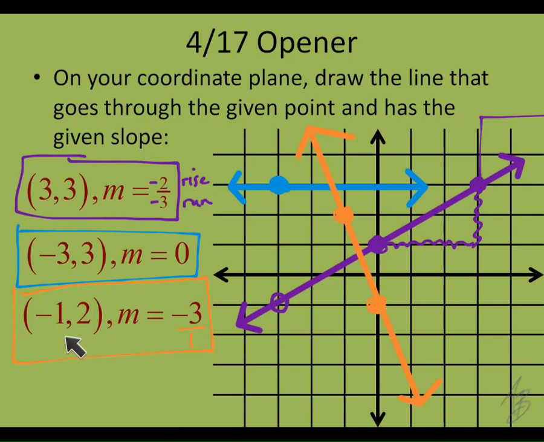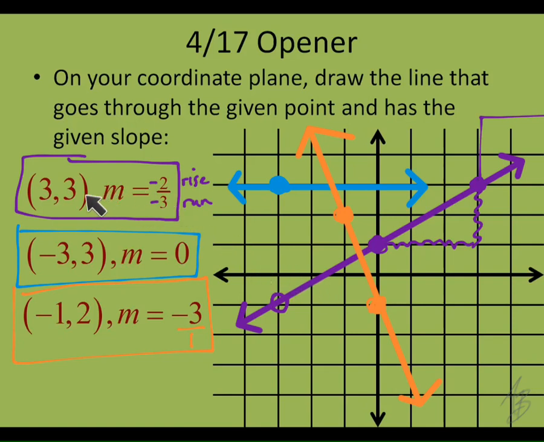So how many lines are there that go through the point negative 1, 2 and have a slope of negative 3? There's just one. This line right here is the only line that has those properties. How many lines are there that go through the point 3, 3 with a slope of 2/3? Just one. Just this one right here.